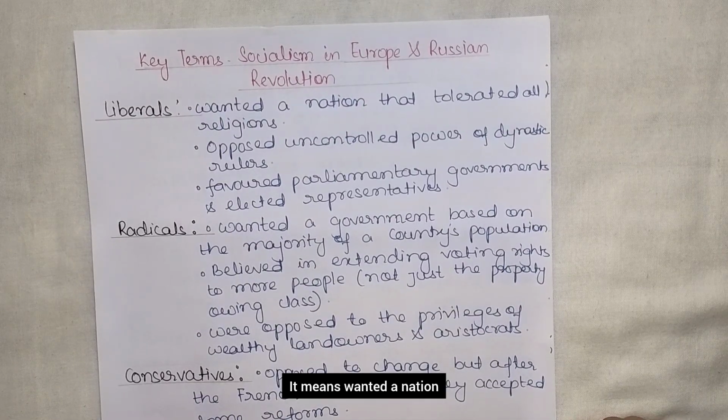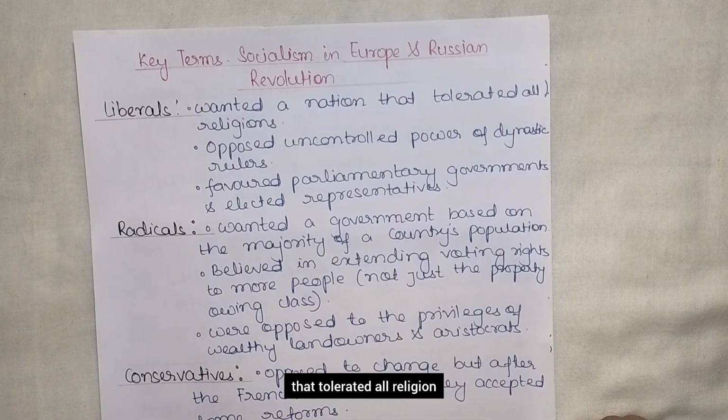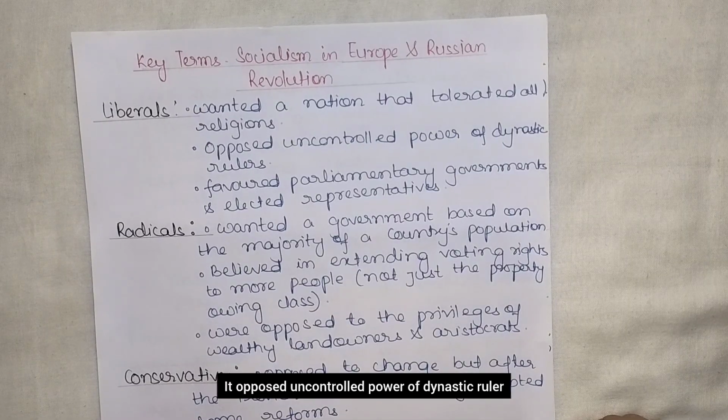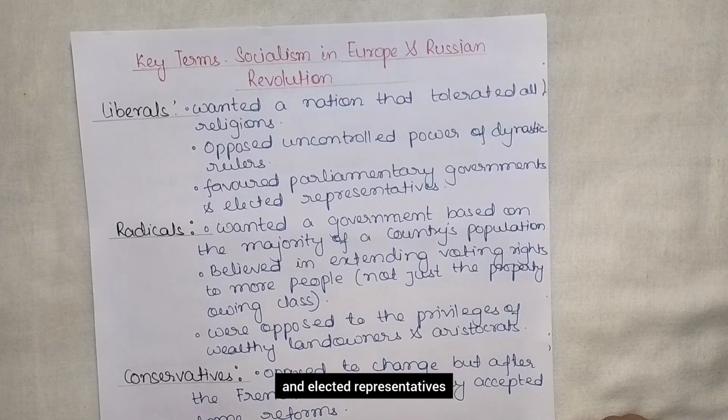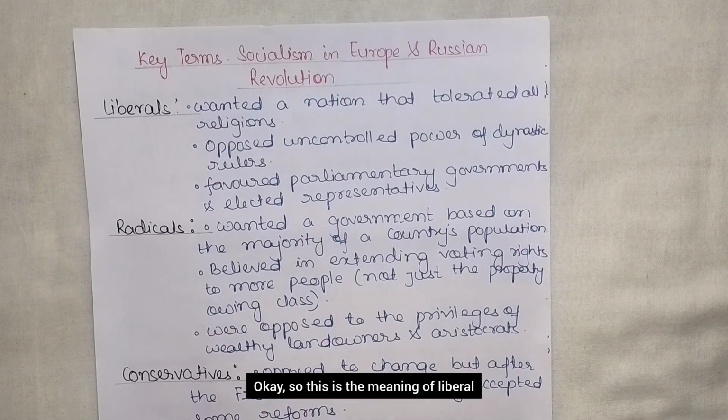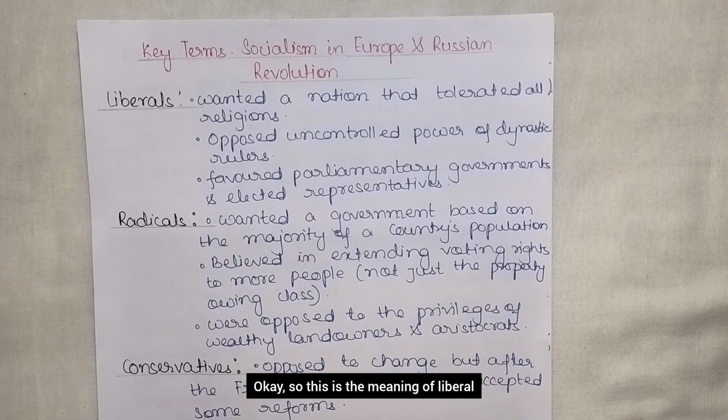It means wanted a nation that tolerated all religion. It opposed uncontrolled power of dynastic ruler. It favored parliamentary government and elected representatives. Okay, so this is the meaning of liberal.